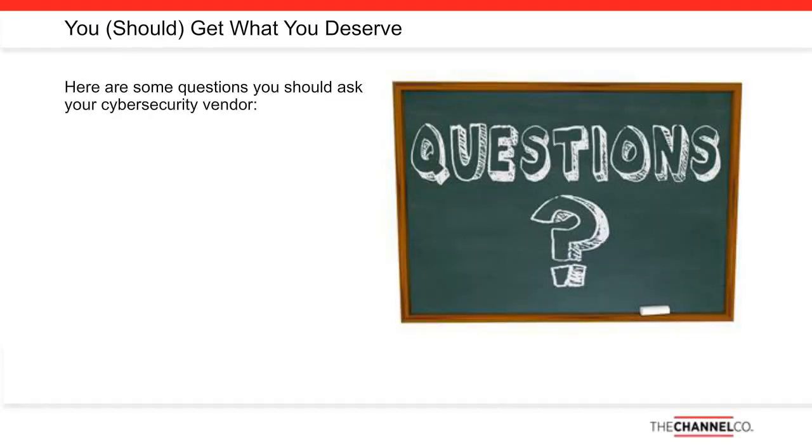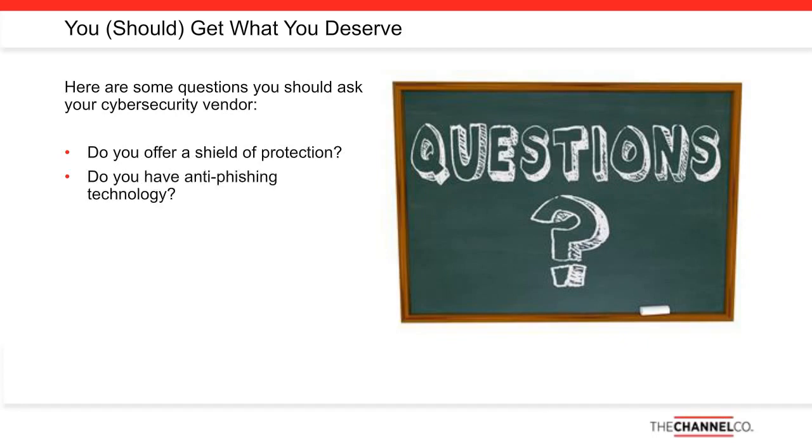What I want to talk about here are some things that you should be talking to your vendors about. Because today's cyber attacks are coming from so many different directions and so many vendors claim that they offer an adequate level of protection, these are some questions that we think here at CRN, and I would guess George would agree, you should be asking your vendor, and just listen to what they have to say, honestly. Does your vendor offer a shield of protection? Does your vendor offer anti-phishing technology? Can your vendor identify problematic websites?